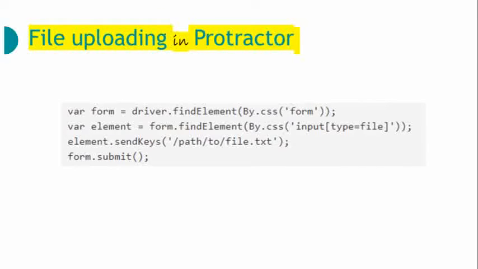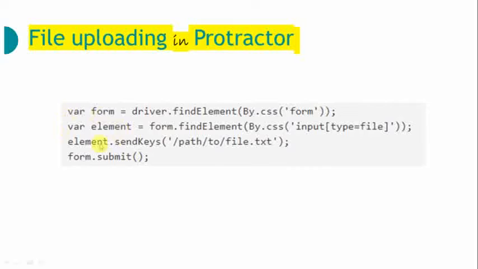How can you upload a file in Protractor? Whatever file you have to upload, you have to get the path of that file, and then send keys into the file uploader component, and it will automatically add your file into the list. And if you click the submit button, the form submit button, it will upload your file.